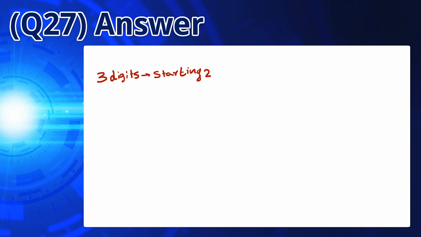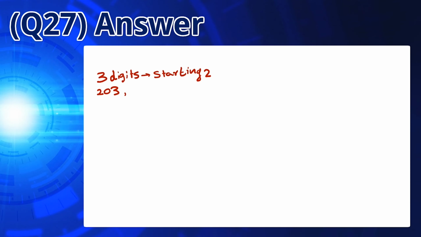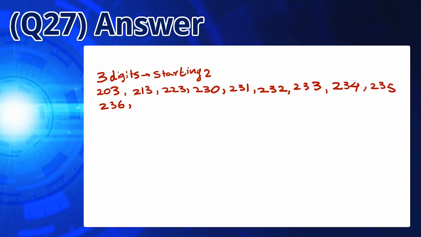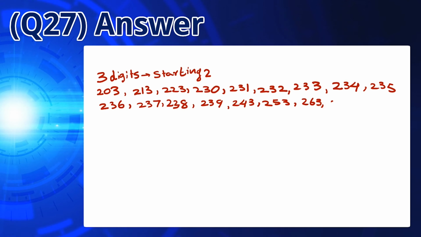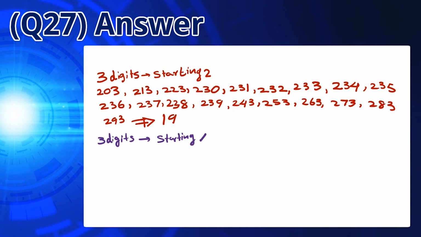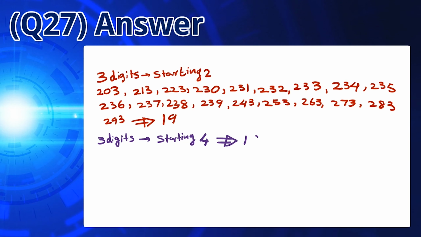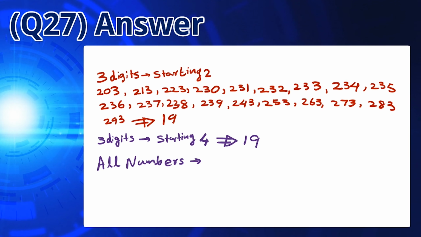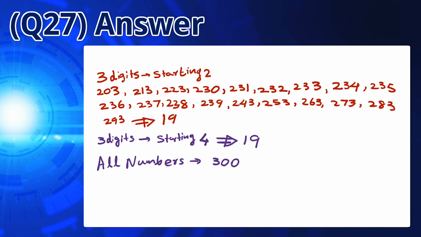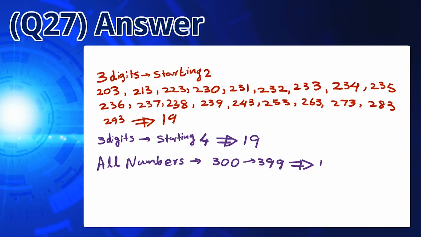To find the answer to this question, we can first find all the three-digit numbers that start with 2. There are 19 of these in total. Similarly, there are 19 three-digit numbers which start with 4. Finally, there are 100 numbers from 300 to 399 that contain the digit 3.